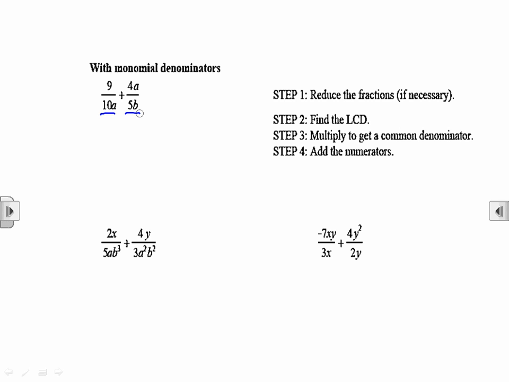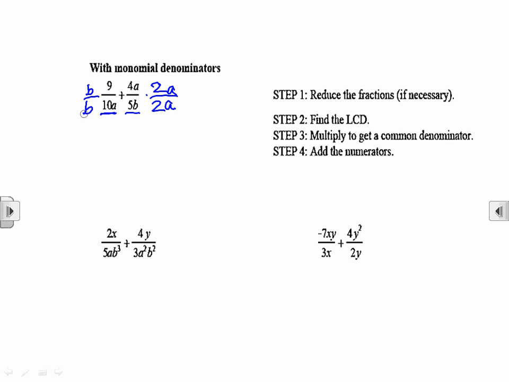So if I look at this first problem, 10a, 5b, well, my second fraction is off by a factor of 2 over 2, because 5 times 2 would give me 10. And while I'm at it, that fraction doesn't have an a like the left one. But now, if I look at the one on the left, it is missing a b. So I need to multiply by b over b.